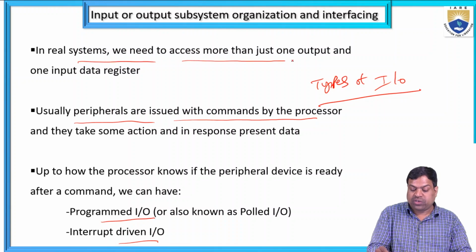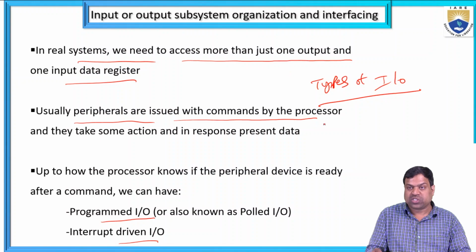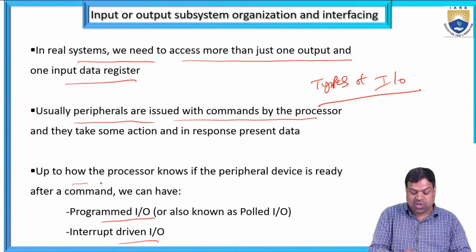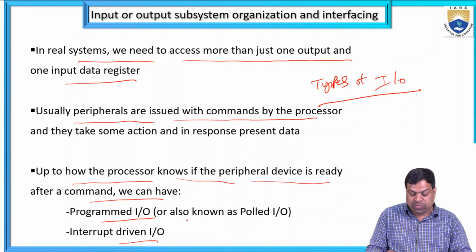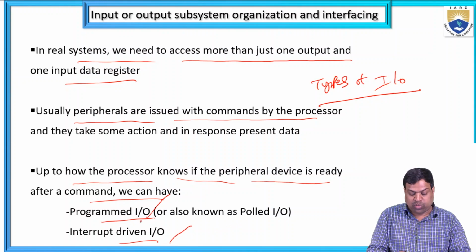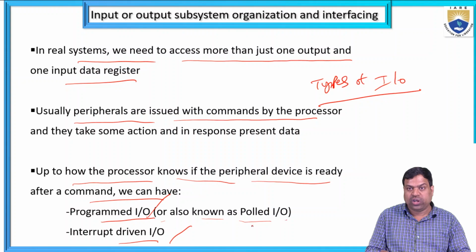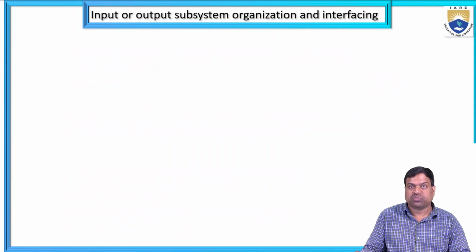In a real system, we need to access more than one input output. Usually peripherals are issued commands by the processor and they take some action in response. How does the processor know if the peripheral devices are ready after a command? So programmed IO and interrupt driven input output. Programmed input output is also called polled IO, and interrupt driven IO. These are the two types of input output subsystems.